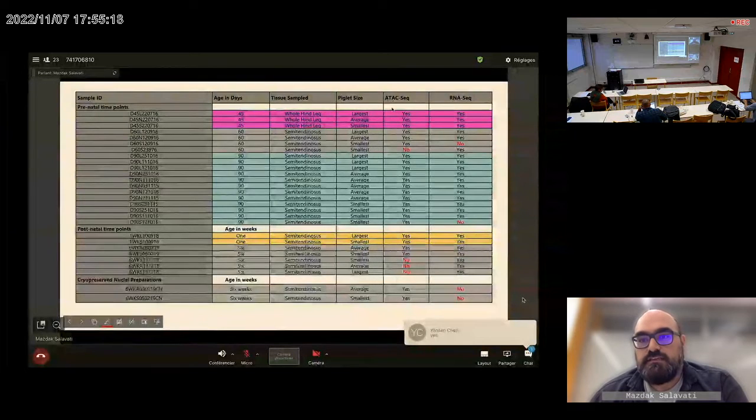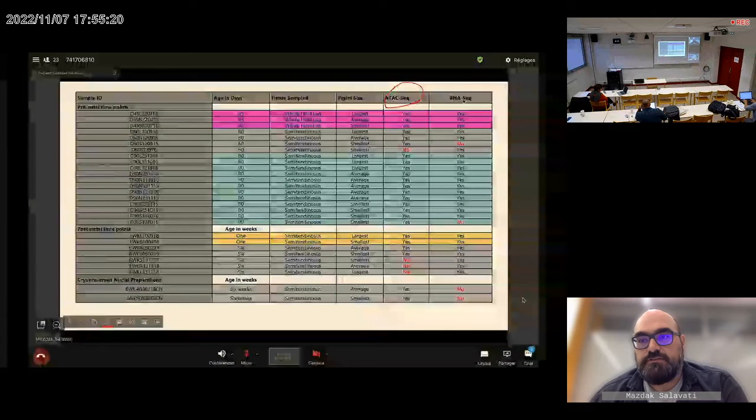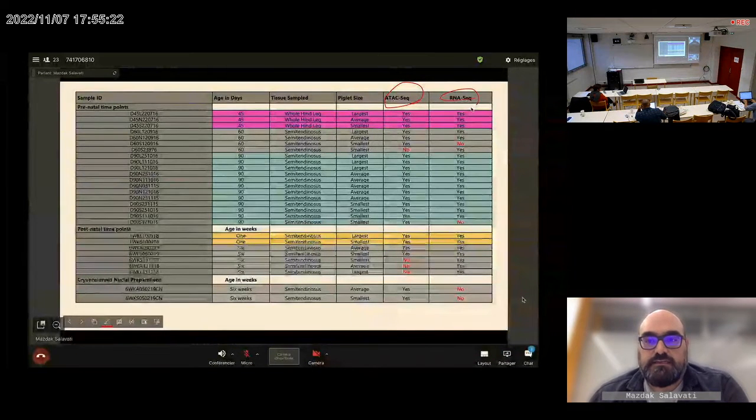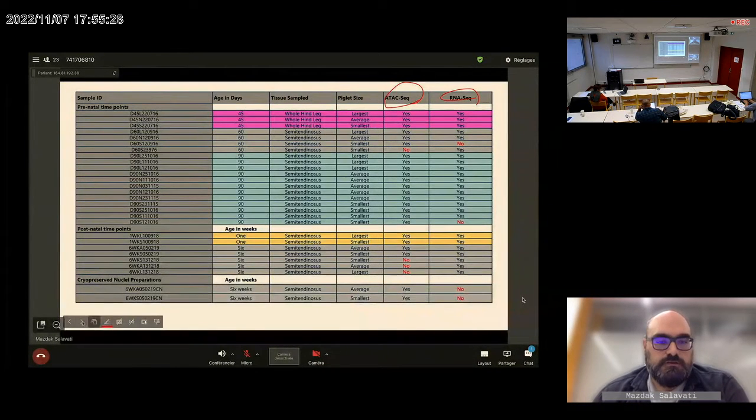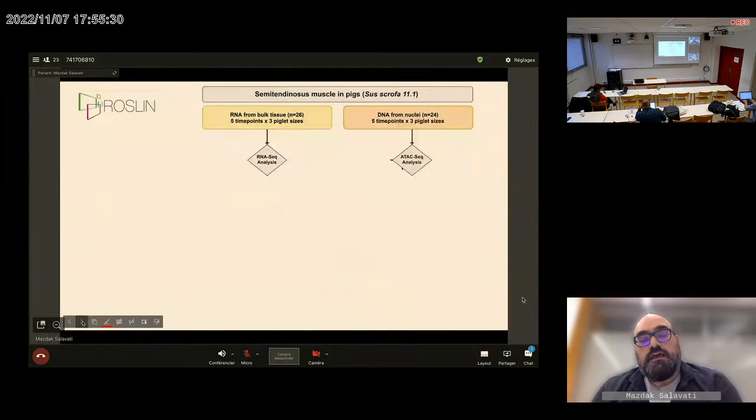Okay. So as you can see in the last 2 columns, these tissues were utilized for the ATAC-Seq and the RNA-Seq. Not all of them, but the majority of them were compatible for the 2 sequencing technologies. We had 24 samples from 5 time points and the 3 piglet sizes I mentioned for the DNA and nuclear preps, and 26 for the RNA-Seq.